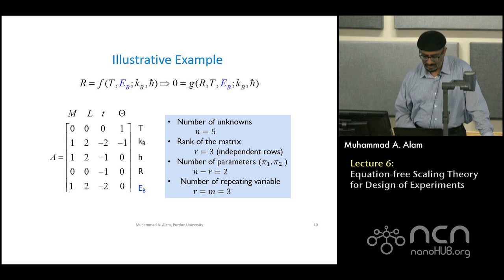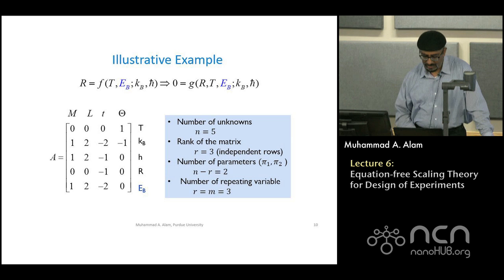The Buckingham Pi theorem says I have to subtract 5 minus 3, which is 2, so I am going to have 2 independent parameters. You are seeing that, right? The final answer is going to be E_B over k_B T, and another is going to be R divided by k_B T divided by h-bar. So those are the things that are going to come out. It's already telling me that I cannot have more than 2, and those are going to come in that combination. And so I'm going to have pi 1 and pi 2.